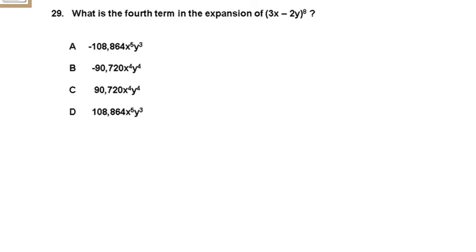This is the Precalculus Fall 2016 ACP Preview Problem 29. This is a binomial expansion problem with the fourth term of the expansion of (3x - 2y) to the 8th power. So you're given these answer choices. You can see some really large numbers here of your coefficients.